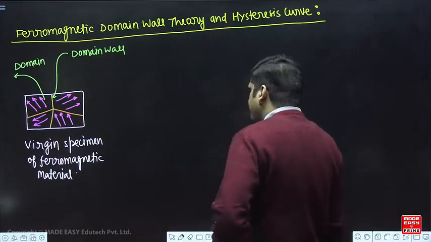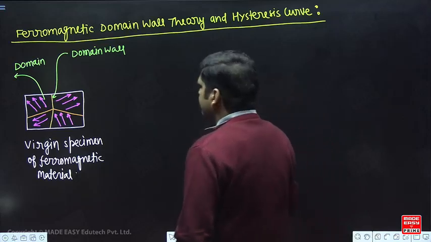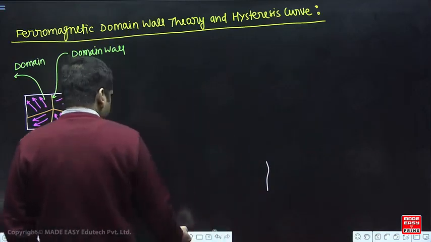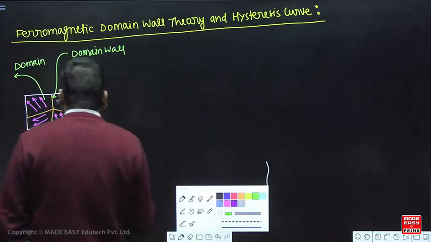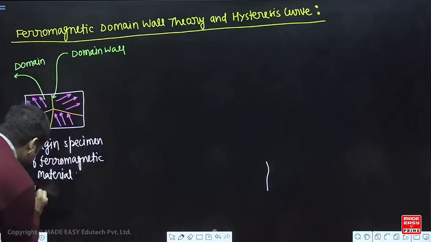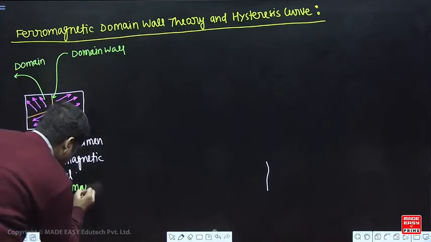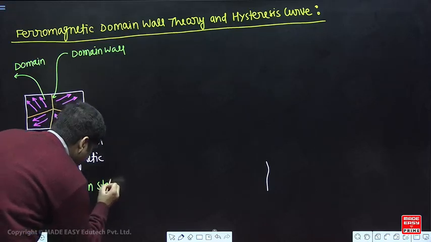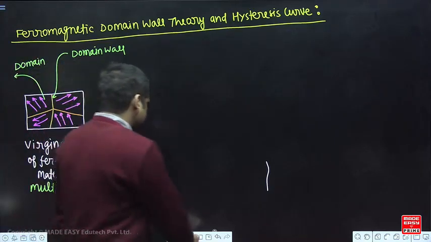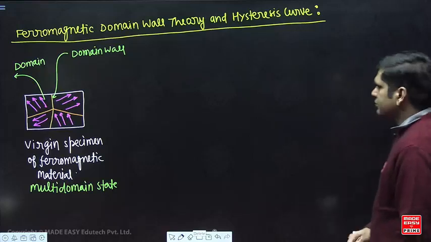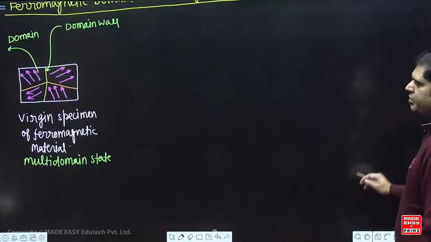Material is in multi-domain state. It has multiple domains. I am not able to show all the domains; I am showing some of the domains. So this is the multi-domain state of material. So material is having multiple domains.